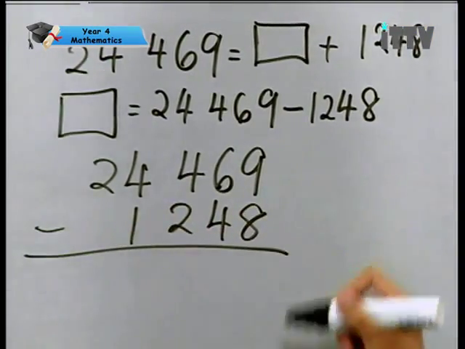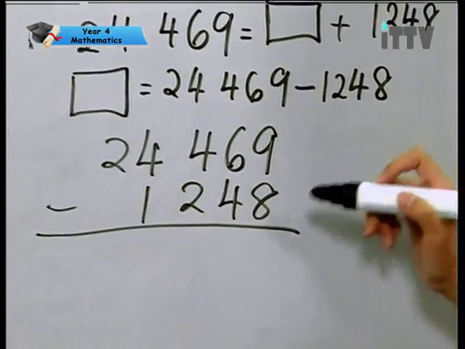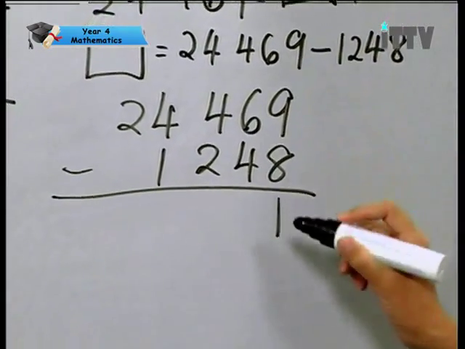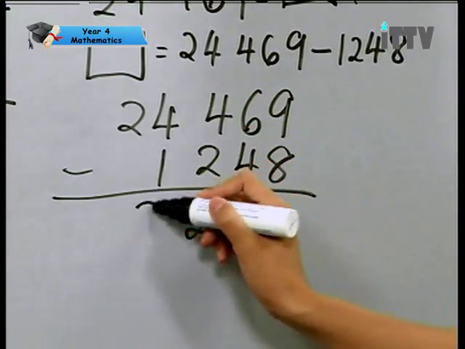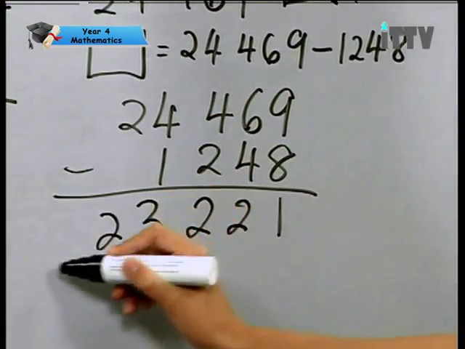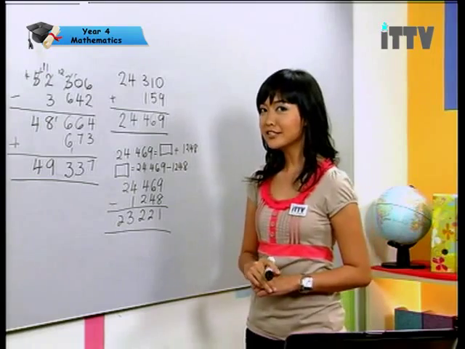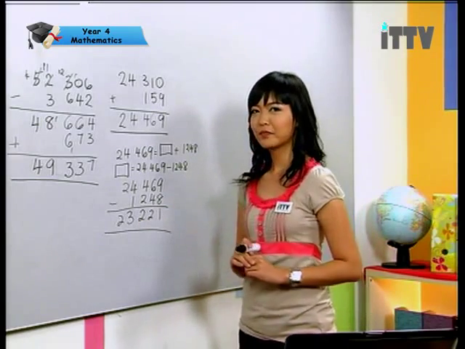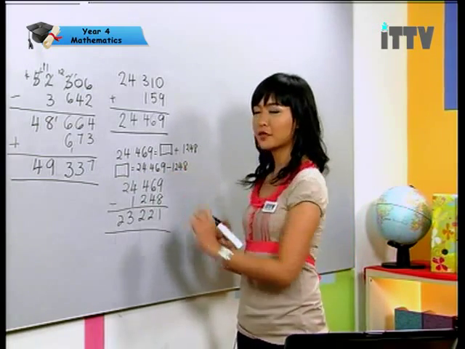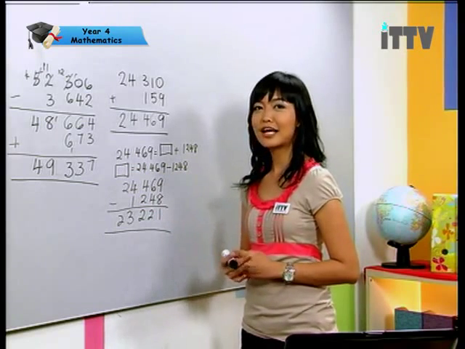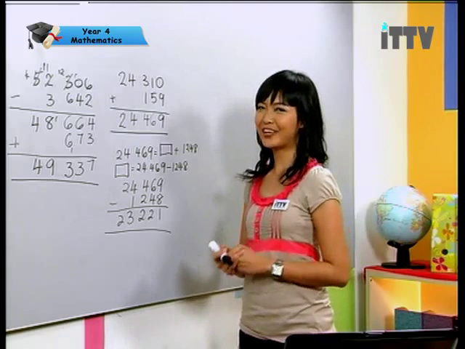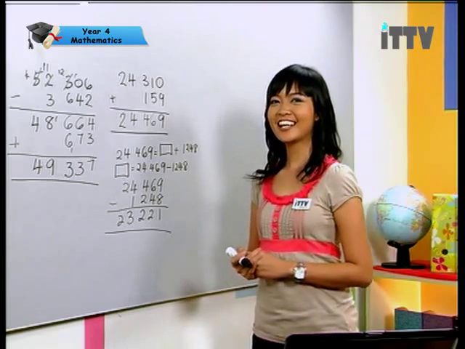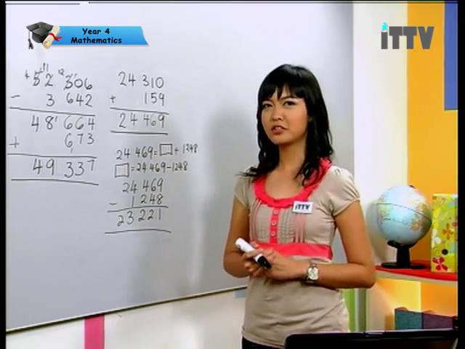1,248. What do we have? 9 minus 8, 1. 6 minus 4, 2. 4 minus 2 is 2. And over here we have 3 and 2. This is the value that's supposed to go into this blank. The answer is 23,221. Okay, now this question is pretty tricky.